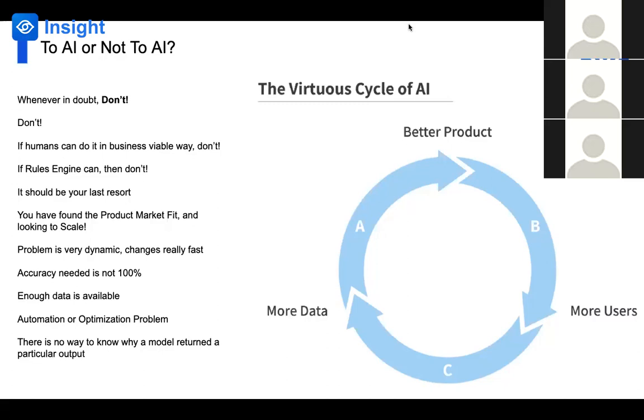Your problem is very dynamic. It changes really fast. A good example for this could be a search engine, where you keep on writing different queries, or your trending product when you have a huge amount of products, or your personalization when you have a huge amount of customers. Your problem is changing very fast. The trends are changing very fast and it's very tough to adapt to it.